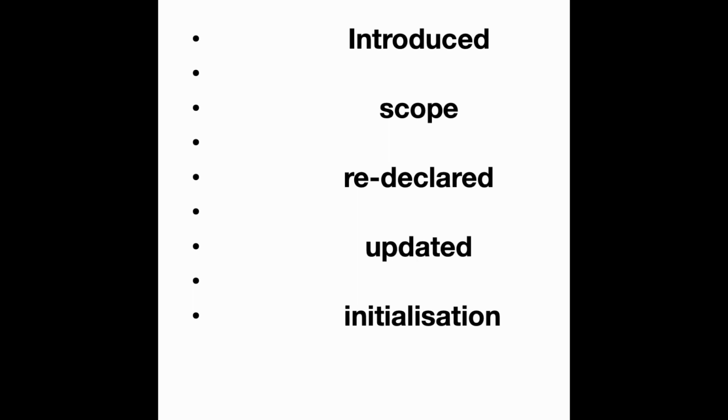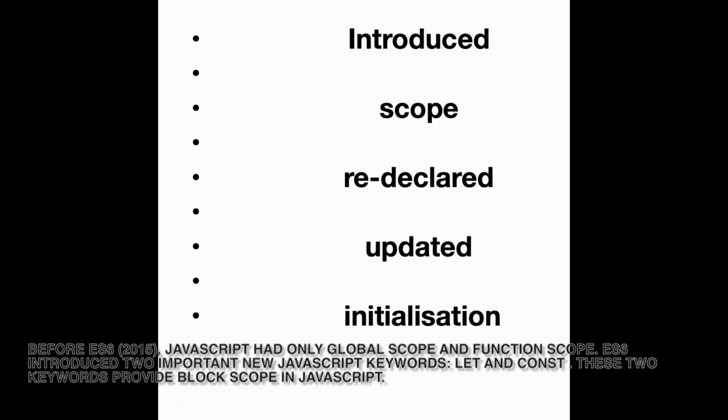Okay, so let's have a quick summary of what we learned today. The difference between var, let and const. Var was there before. Let and const were introduced in 2015 with ES6. Before ES6 2015, JavaScript had only global scope and function scope. ES6 introduced two important new JavaScript keywords, let and const. These two keywords provide block scope in JavaScript.